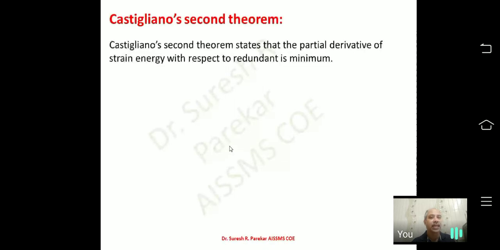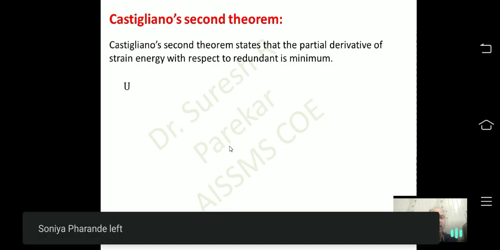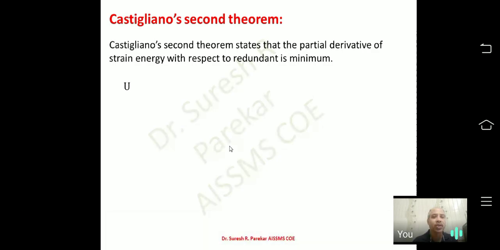Now you can see, let us go through what Castigliano's second theorem is. This theorem states that the partial derivative of strain energy with respect to the redundant is minimum, and minimum means we have this value 0, except where sinking is allowed. If sinking is allowed, then that will be the value of the partial derivative of strain energy.